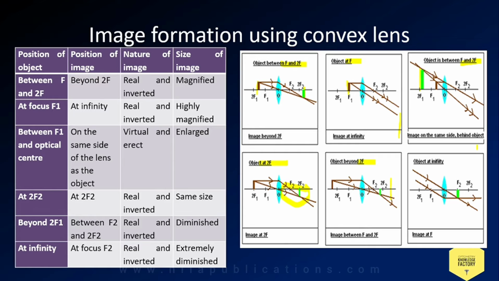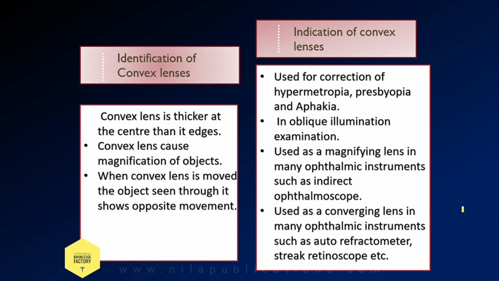When the object is placed at infinity, the image is formed at focus, and the characteristics of the image will be real, inverted and extremely diminished. These are the characteristics and nature of the image formed by a convex lens in different positions. Identification of convex lens. A convex lens is thicker at the center than its edges. It shows magnification of the object. When the lens is moved, the object seen through it moves in the opposite direction. These are the identification criteria for a convex lens.